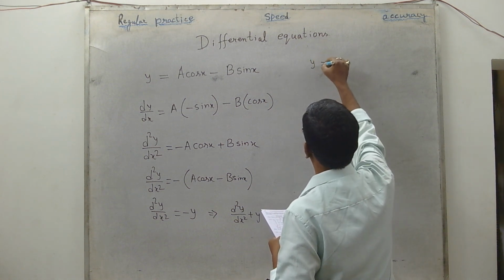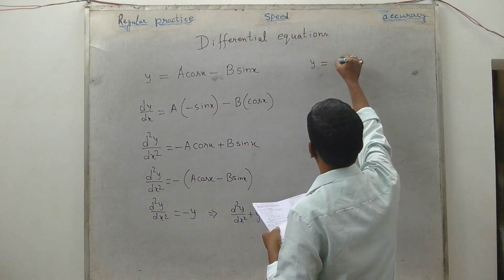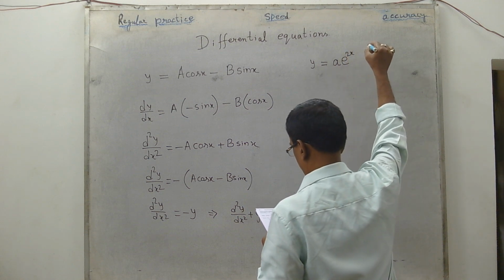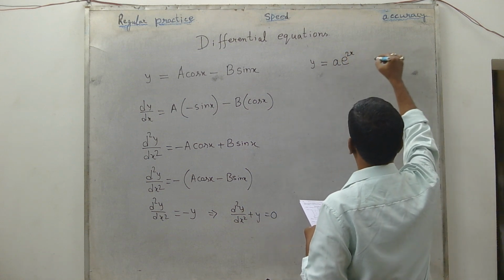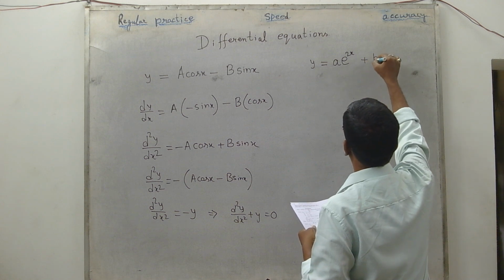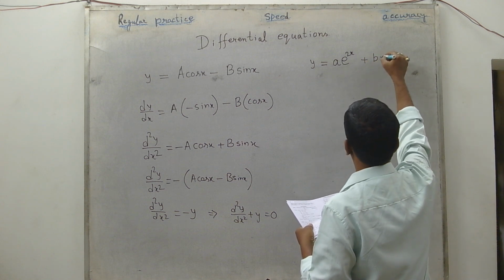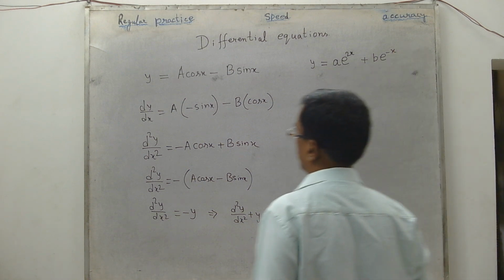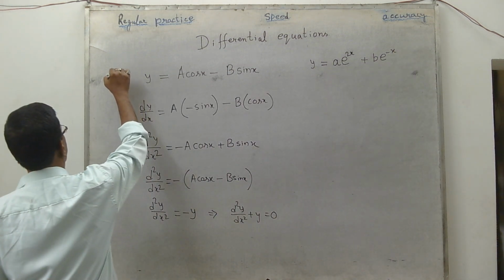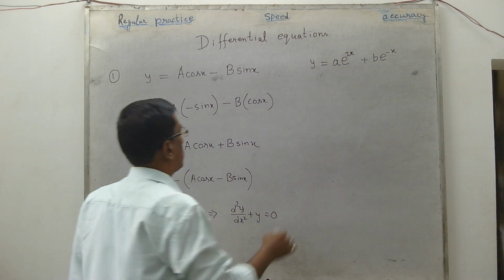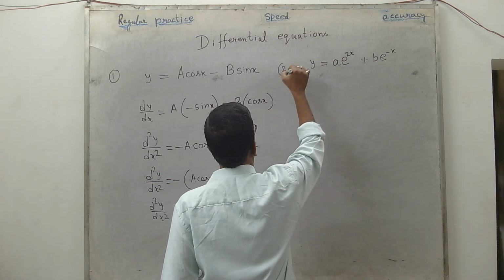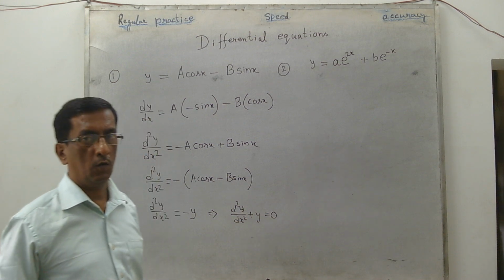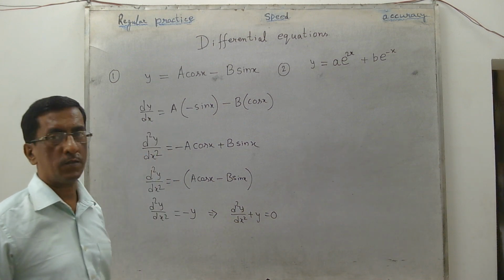y equals A e to the power 2x plus b e to the power minus x. This is number 1 and this is 2. First of all, we differentiate both sides with respect to x.